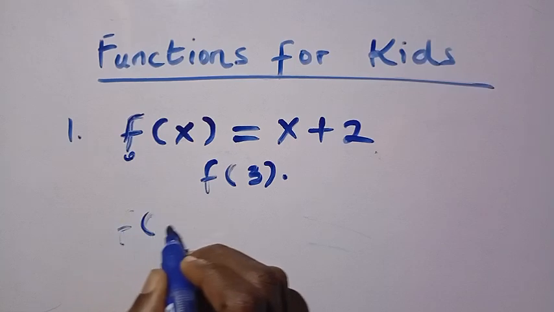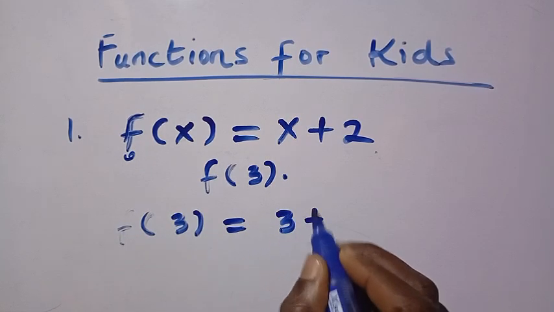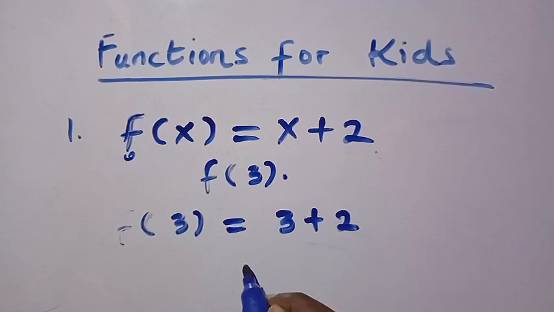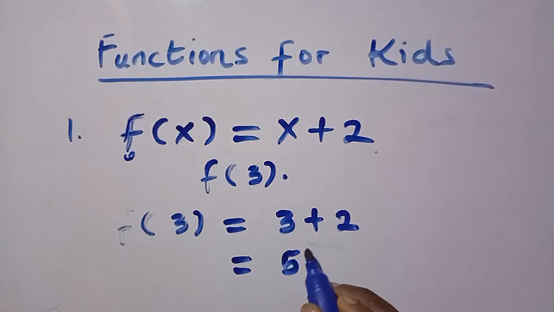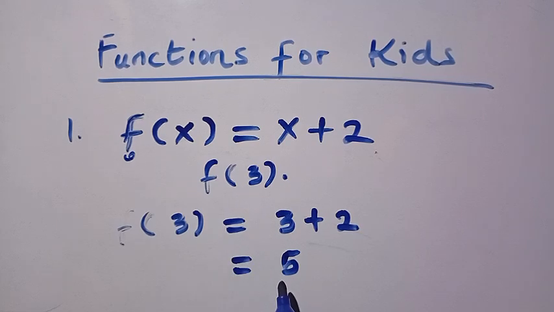Therefore, f of 3 here equals 3 plus 2, and 3 plus 2 gives us 5. Showing that if the input is 3, the output is going to be 5. So this is the first question.